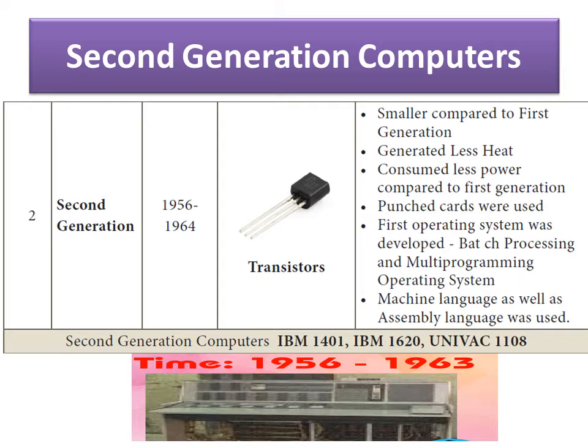So second generation computers are from 1956 to 1964. The main component used was transistors. They were smaller compared to the first generation and hence they generated less heat and consumed less power. The input type was punched cards and the operating systems used were batch processing and multi-programming. They used machine language as well as assembly language. Second generation computer examples are IBM 1401, IBM 1620 and UNIVAC 1108.